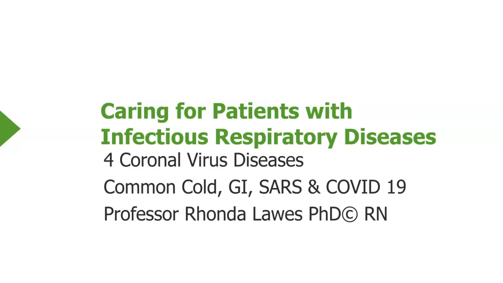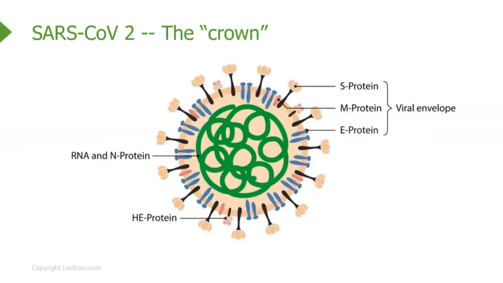Now I want to talk about 4 coronavirus diseases and compare the common cold, a GI infection, SARS, and the wicked COVID-19. Now let's take a look again at that coronavirus. This is SARS-CoV-2. That's the one that was recognized in 2019, started in Wuhan, China. Now remember, it's this really big RNA virus, and it's part of a family of coronaviruses. It's the most recent or novel one that's been added to the family.